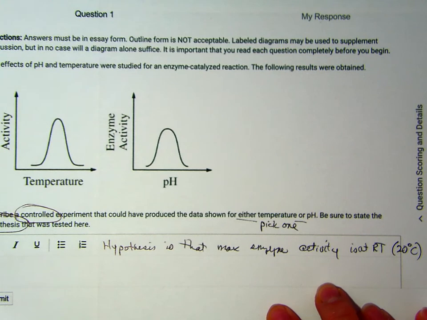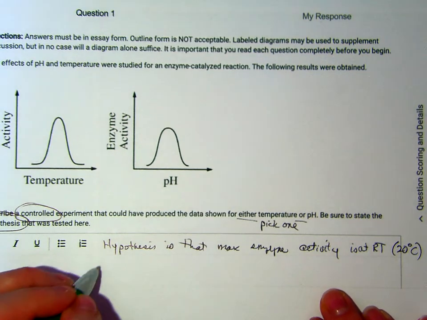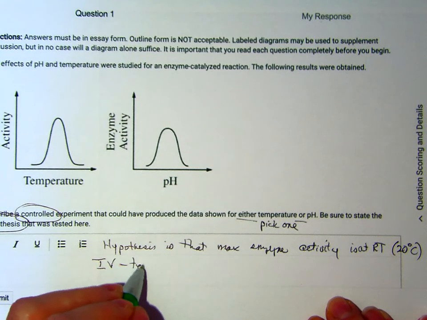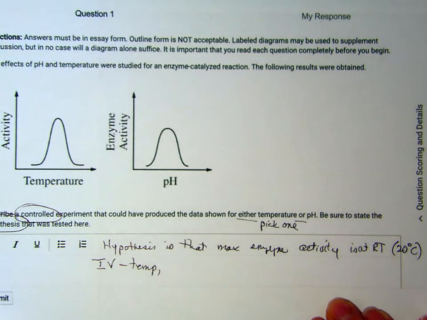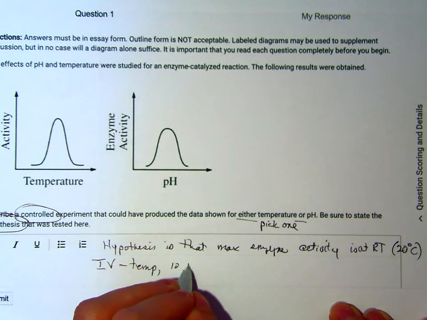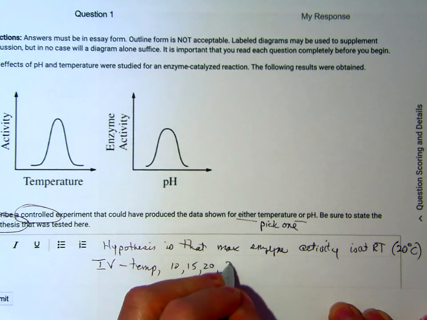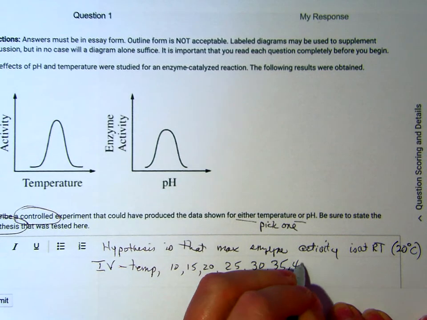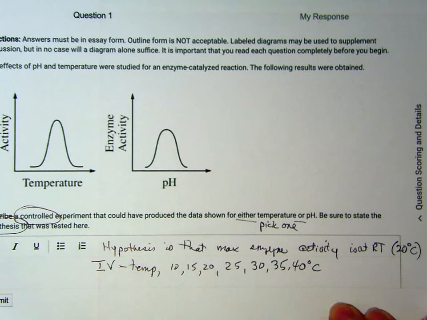So let's check that box. They want you to design a controlled experiment. So my experiment would be, my IV, or independent variable, would be temperature. And of course, I'm just abbreviating it here, but you would want to write these in full sentences. And the temperatures I might test might be something like 10, 15, 20, 25, 30, 35, and I don't know, 40 degrees Celsius, something like that.